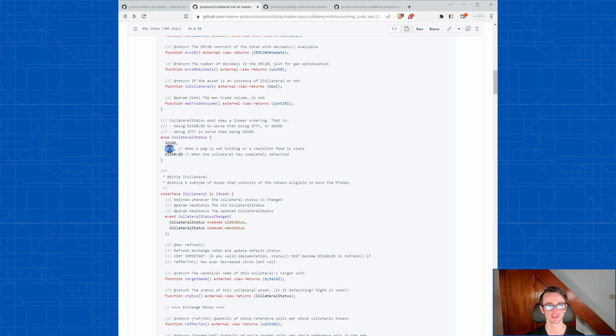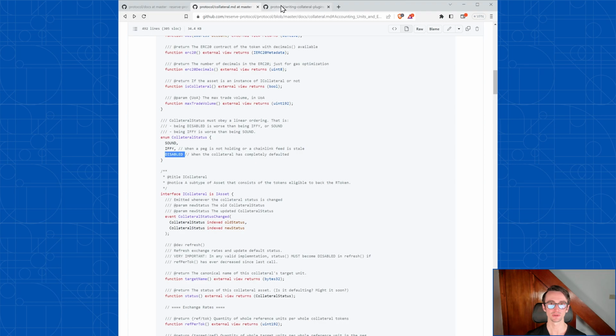Note that it's important that if the collateral is iffy for a sustained period of time, it eventually becomes disabled. It should not be possible to stay in iffy forever. Basically, the protocol stops actions when something is iffy, and when something is disabled, it allows the protocol to take actions again because it knows what to do. It can just dump that asset and get a new one.